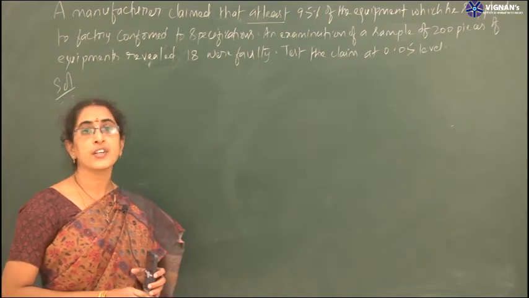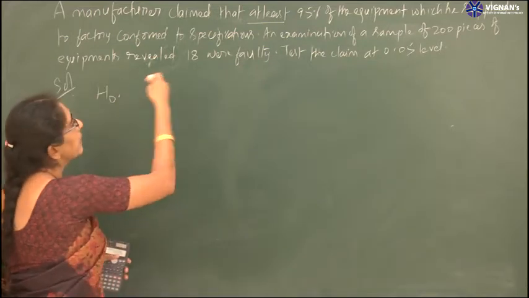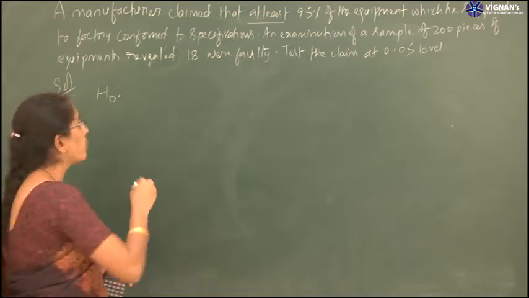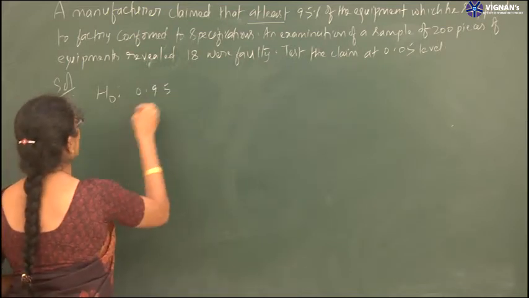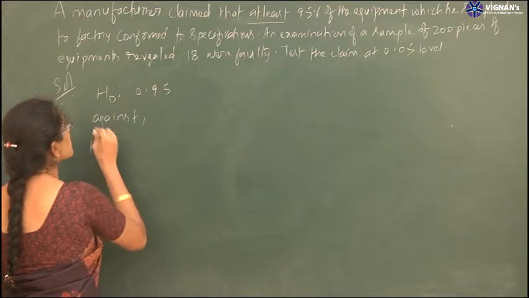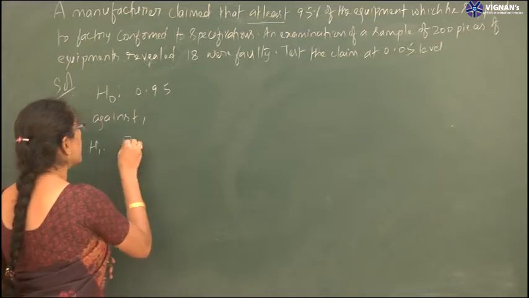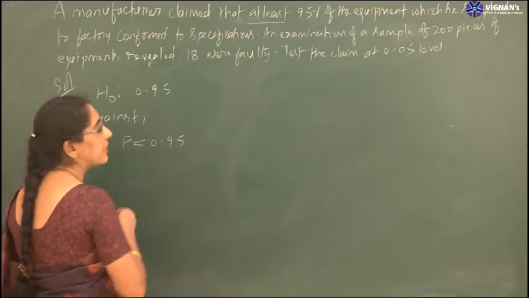Test the claim at 0.05 level. So the null hypothesis will be 95% of the equipment conformed to specification, meaning P = 0.95. Then the alternative hypothesis, there is a comparable word here, so capital P is less than 0.95.